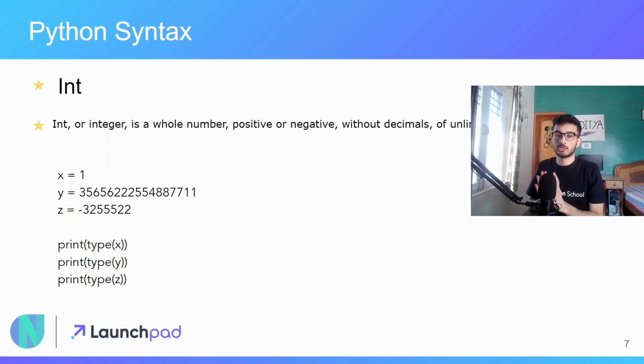So integer or int is a whole number, a positive or negative number without decimals, of unlimited length. So you can have a whole number, positive or negative. As you can see in the examples, integer x could be 1. You can also have a long positive number, and you can also have a negative number like negative 3255. So all these variables, if you assign these values, you will find that they are of type integer.